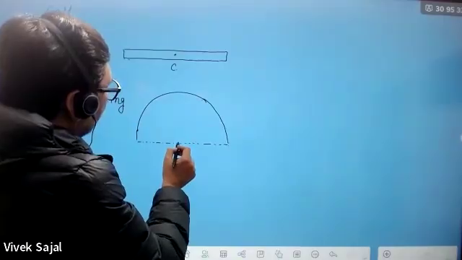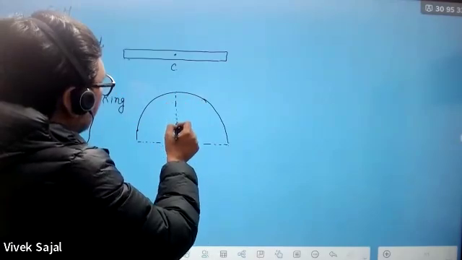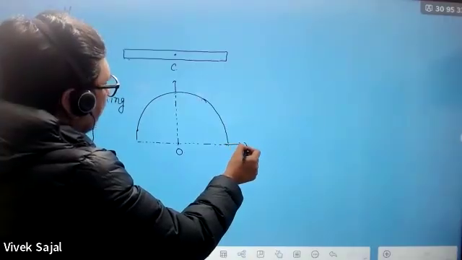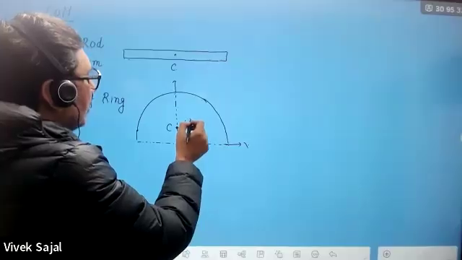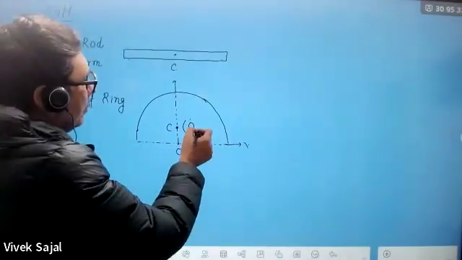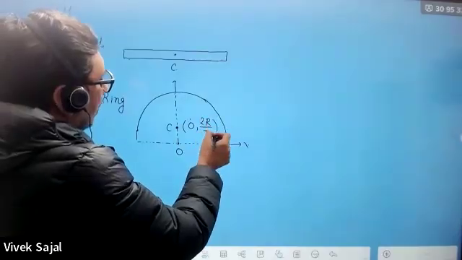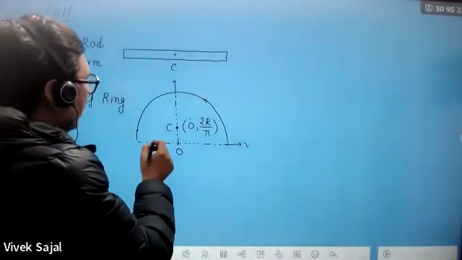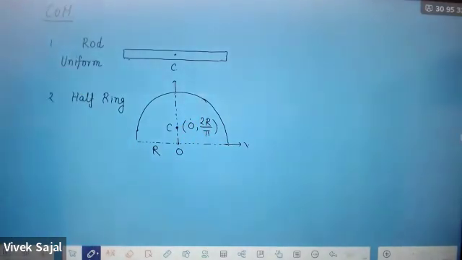So if this is the origin O, this is the y-axis, this is the x-axis, then the center of mass will be here. The x coordinate of the center of mass will be 0, and the y coordinate will be 2r upon pi. So for a half ring of radius r, this will be the position of center of mass. You have to remember it.